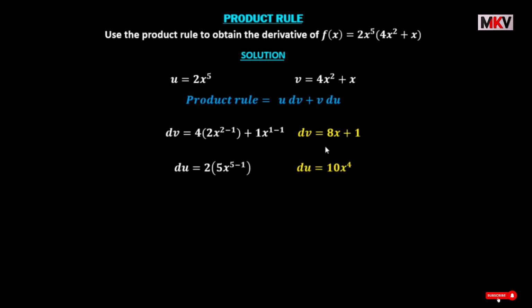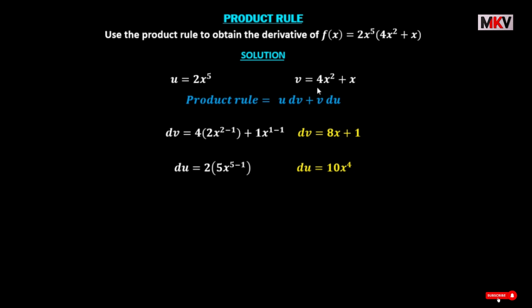Now we do the same for u. u is 2x to the power 5. We separate the coefficient 2 from x. Now bring 5 in front of x, then subtract 1 from its exponent. So we get 2 times 5, which is 10. Then 5 minus 1, which is 4. So du is 10x to the power 4. Now we've gotten our du, we've gotten our dv, we know our u, we know our v.